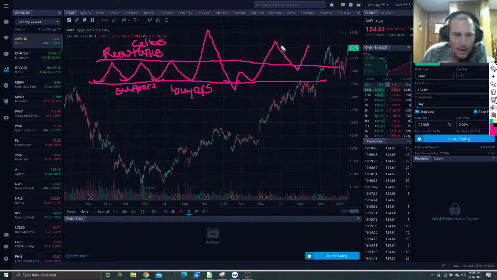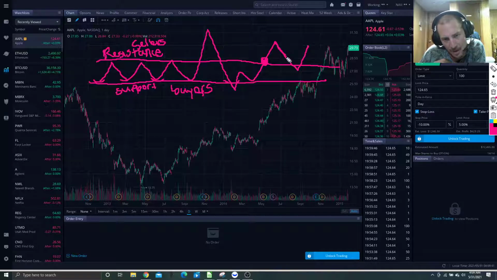Now, when price moves out of this resistance level, as it does here, and then it comes back down, oftentimes that price will retest that old resistance as a new support. So now your resistance is a support level, and then price is very likely to come back down and bounce up here until it finds a new resistance level.